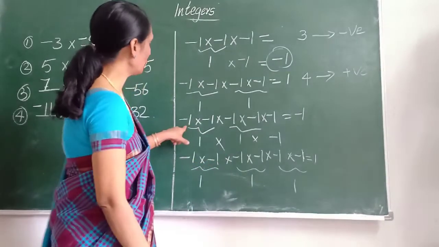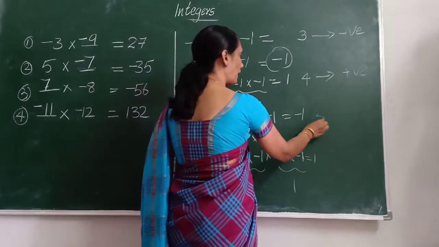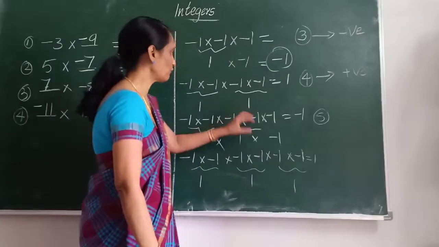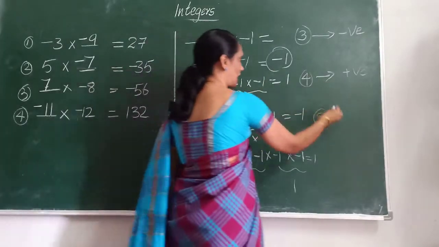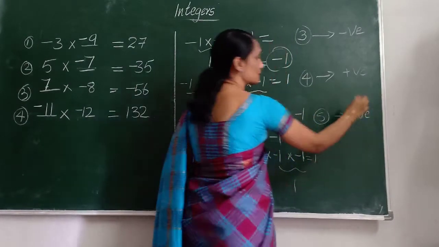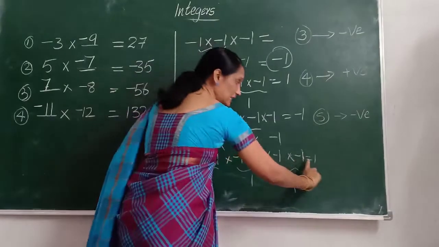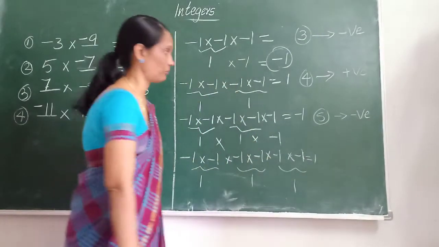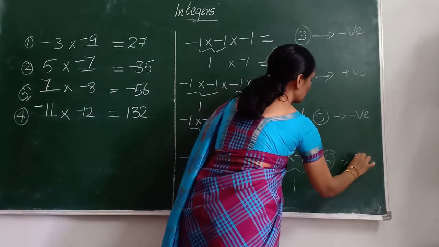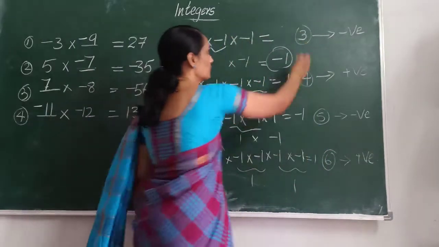Okay, see here, how many negative integers are being multiplied? 5 negative integers are being multiplied. So when 5 negative integers are multiplied, we again got a negative integer as the answer. Okay, then when 6 negative integers are being multiplied, we got a positive number as answer. Positive integer we got.